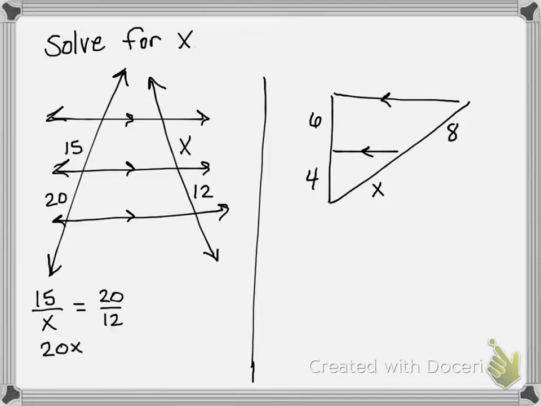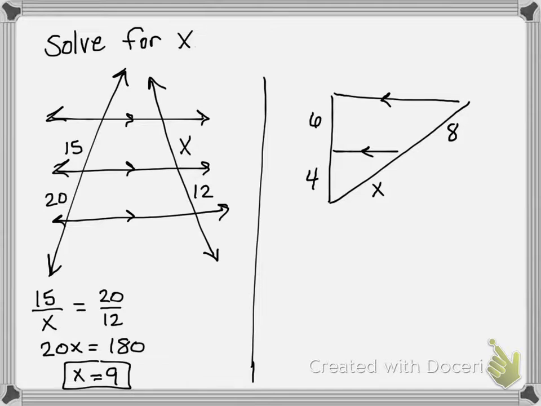I get 20x equals 15 times 12. Let's see what 15 times 12 is. 15 times 12 is 180. And we divide by 20. 180 divided by 20 is 9. So here x is equal to 9 in that case.